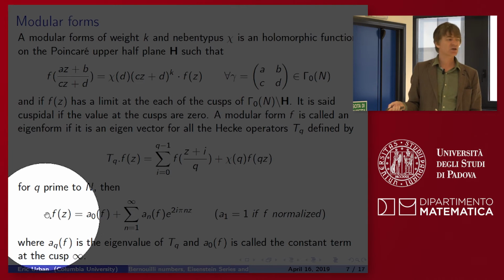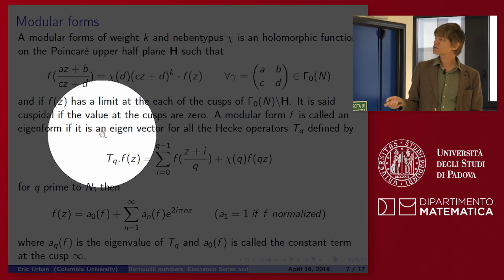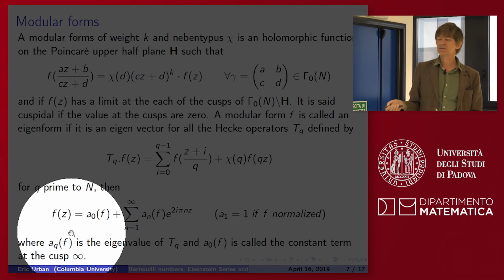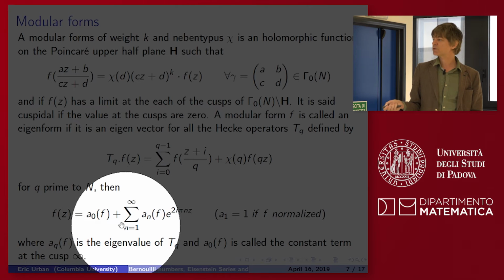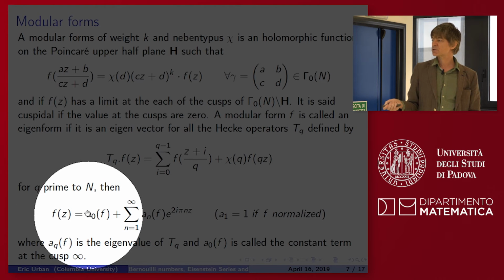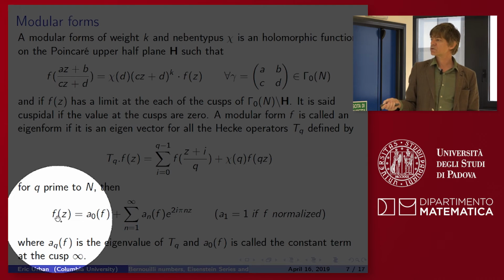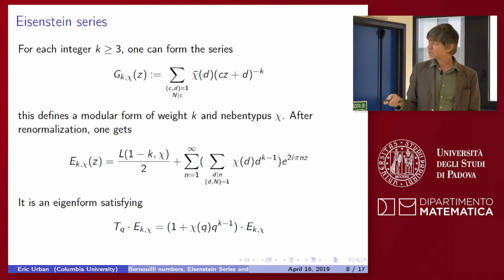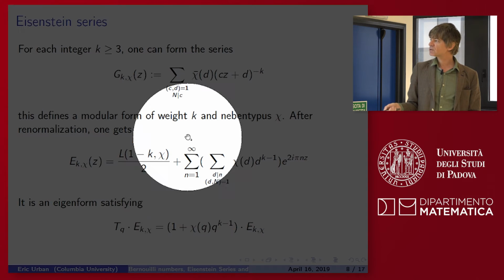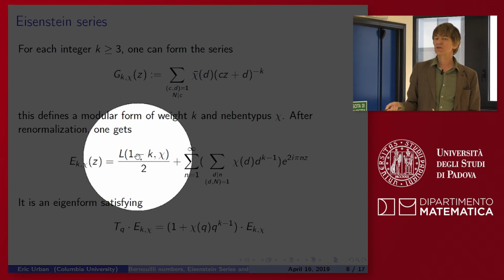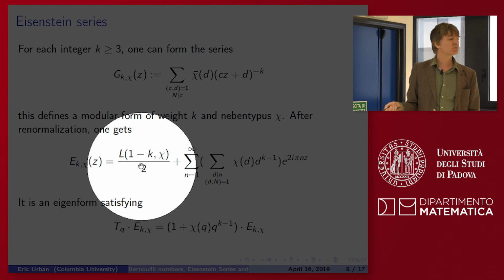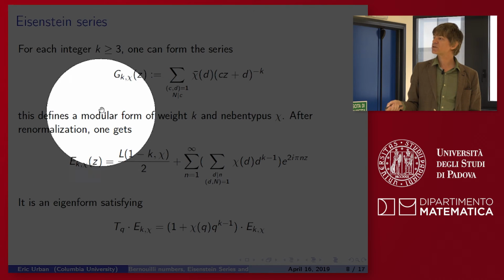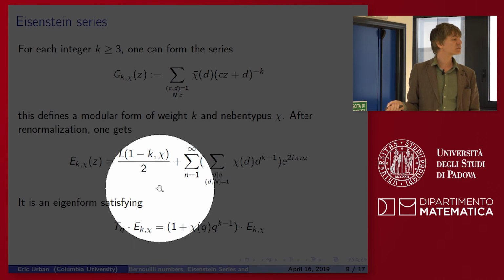So when f is cuspidal, it means that the constant term here is 0. And actually, this is for the cusp at infinity, but for all cusps, this constant term has to be 0. So this is what it means for f to be cuspidal. If you look at an Eisenstein series, the constant term is given by this value, which is a Bernoulli number, which is non-zero. And therefore, you see that Eisenstein series are not cusp forms.